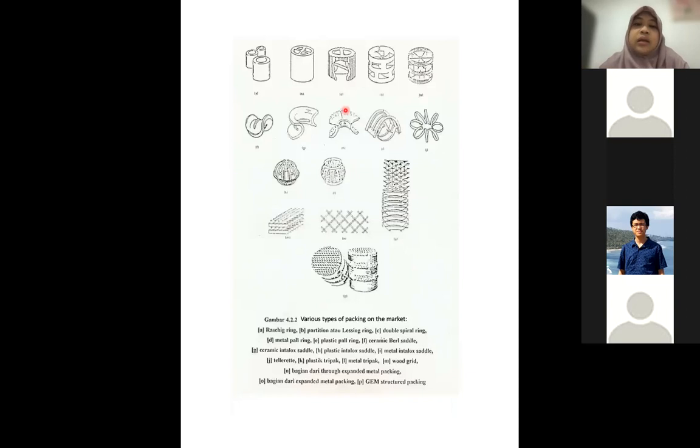And then this is an example of various types of packing on the market. This one is called a Raschig ring. In the Raschig ring you have the wetted area, the area that gets wet, from the outside, and also this one there. But because it is random packing, we just put everything in. Of course, we can't arrange them one by one.